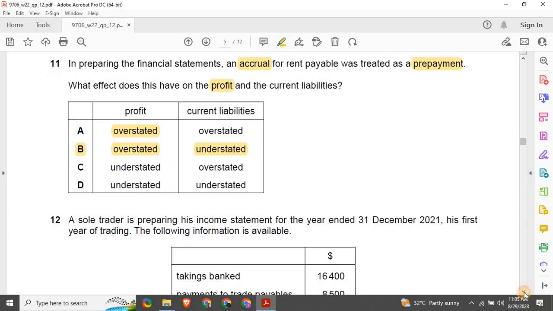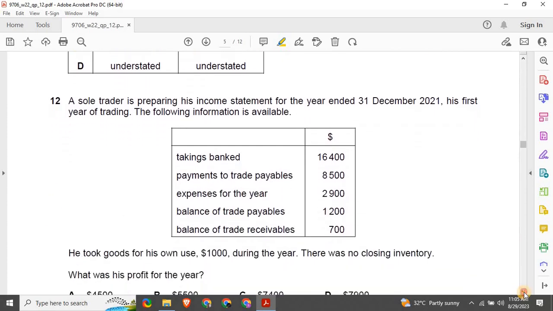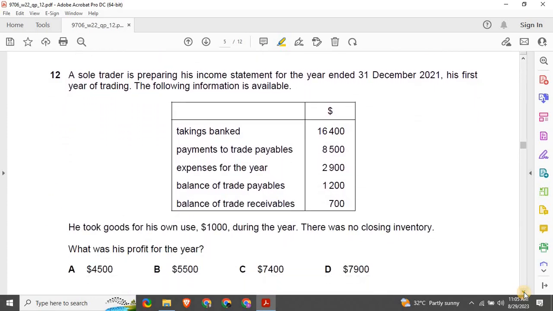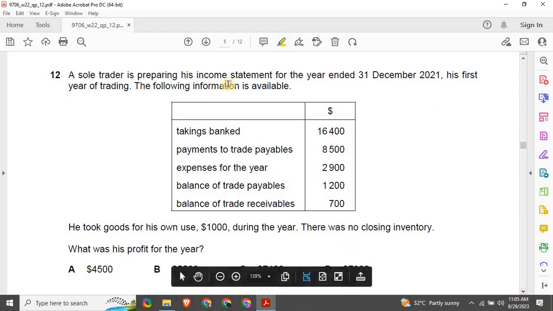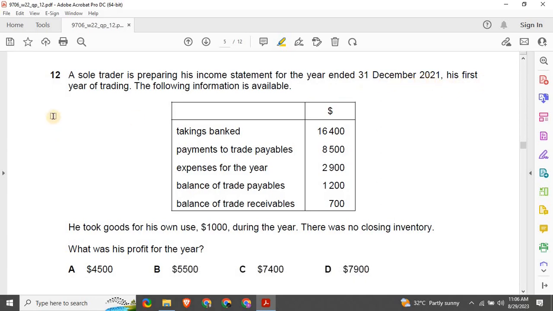Let's move on to the next question. Question number 12. A sole trader is preparing his income statement for the year ended 31st December 2021, his first year of trading. The following information is available. This is his first year, which means there will be no opening inventory.